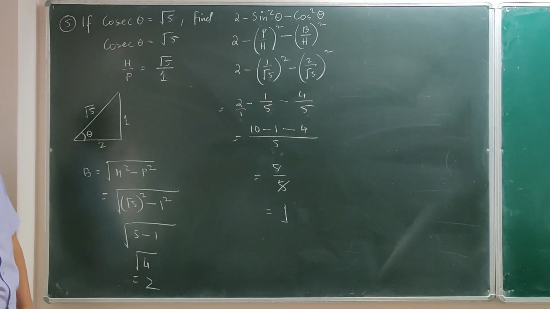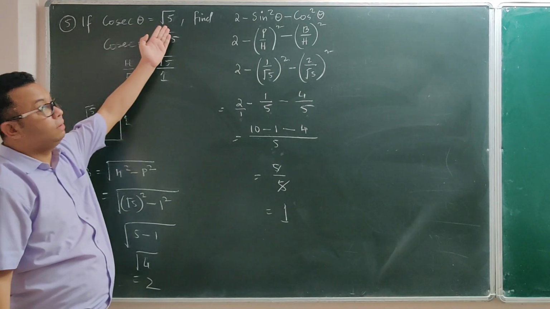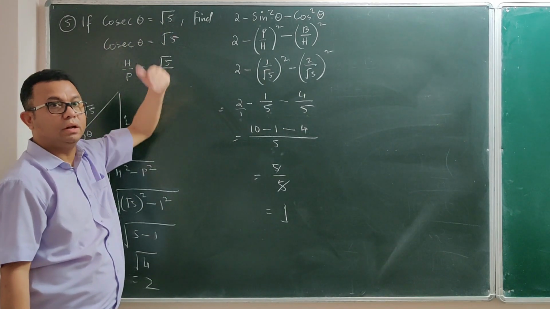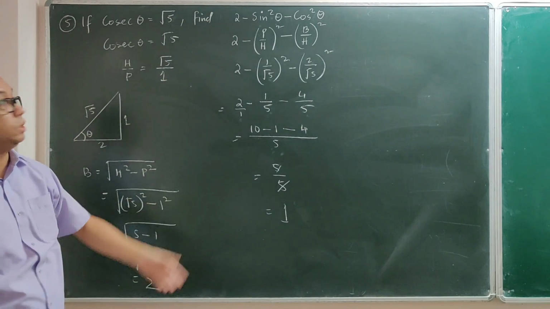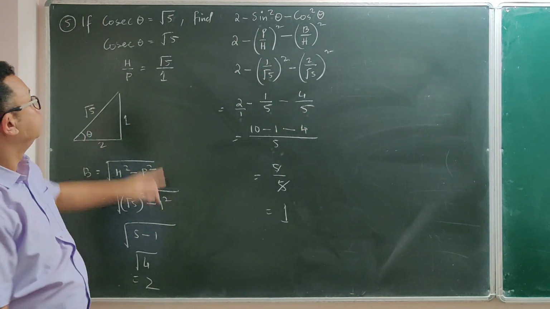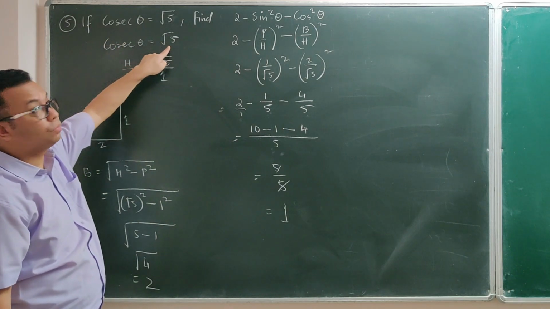Okay, now let us take a question where you don't have anything as a denominator. Cosec theta is given as root 5. Then how will you go about solving the question where you are asked to find the value of 2 minus sin square theta minus cos square theta. I am calling this cosec theta is root 5.